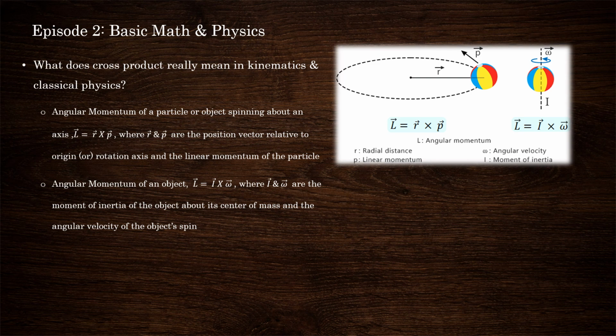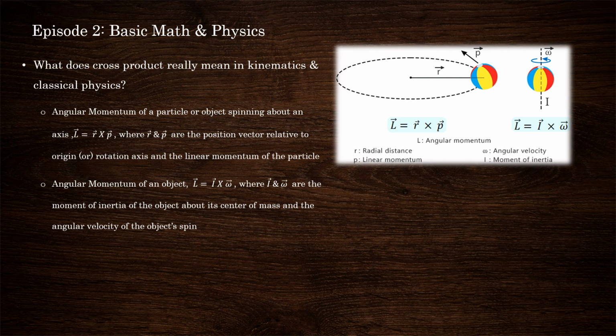So if the radial distance is r, and the radial vector is the r vector, and the linear momentum has magnitude p, but the p vector tells you what direction it is, the angular momentum L is given as r crossed with p. And if an object is spinning about its own axis, right? So that is the angular momentum of an object.